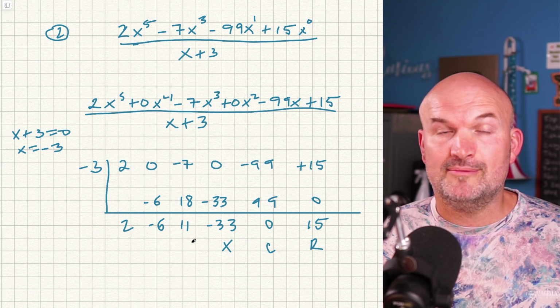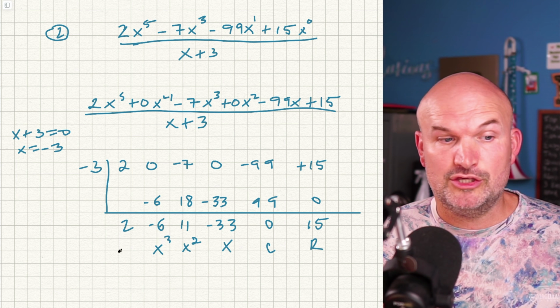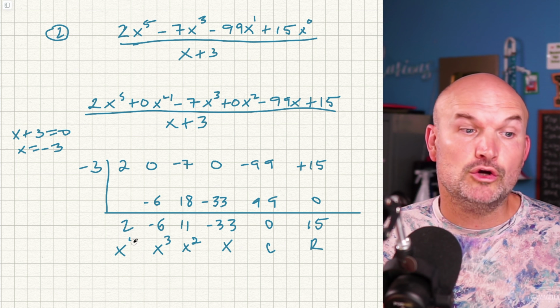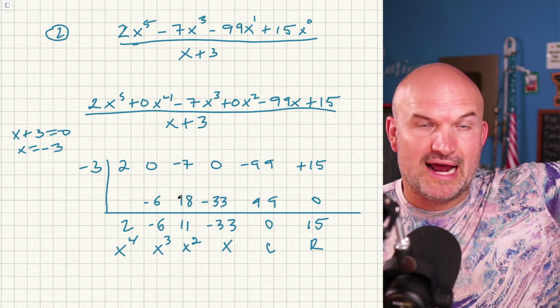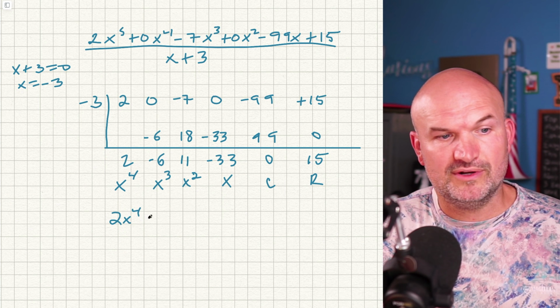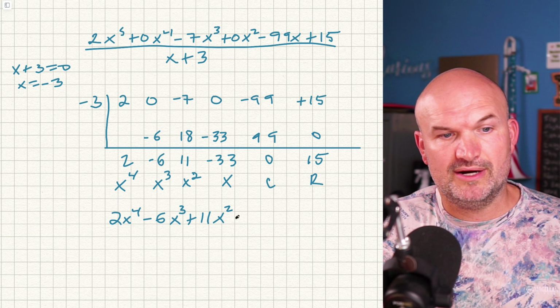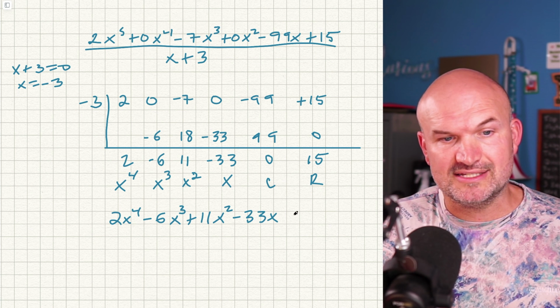This would be the coefficient of my linear. This is the coefficient of my quadratic. This is the coefficient of my cubic. And this is the coefficient of my quartic. So you can see how you just keep on going higher and higher. So my final answer is 2x to the 4th minus 6x cubed plus 11x squared minus 33x. And that's it.